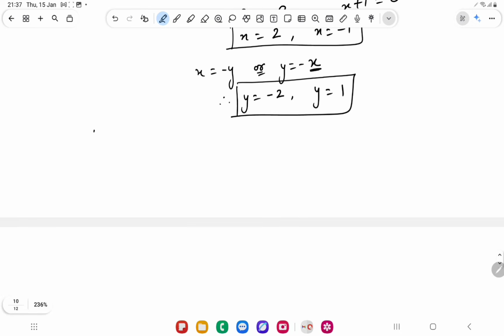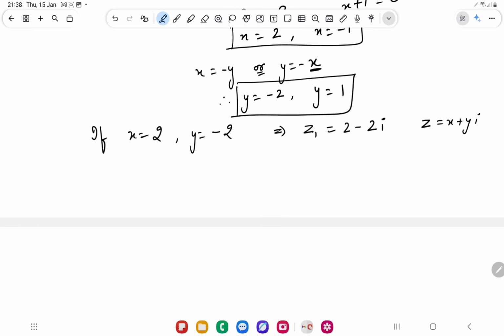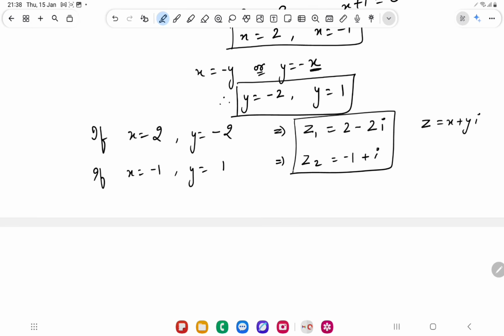Now, if we take x as 2 and y as minus 2, I can say that my z1 is 2 minus 2i, because at the start of the question, z was x plus yi. Now, if I take x as minus 1 and y as 1, I can write another value as minus 1 plus i. Now, these are the two roots which I got.